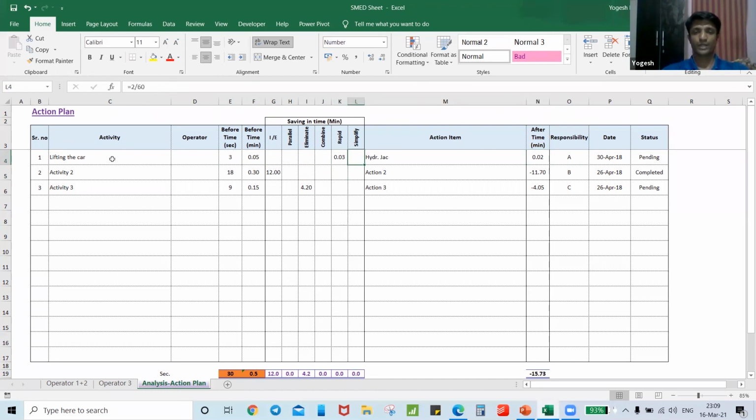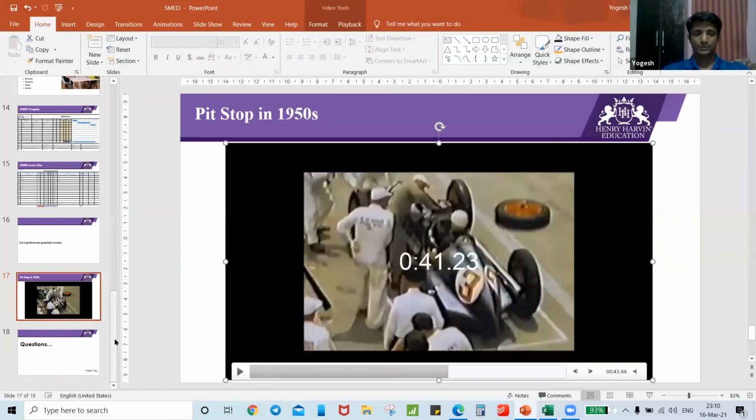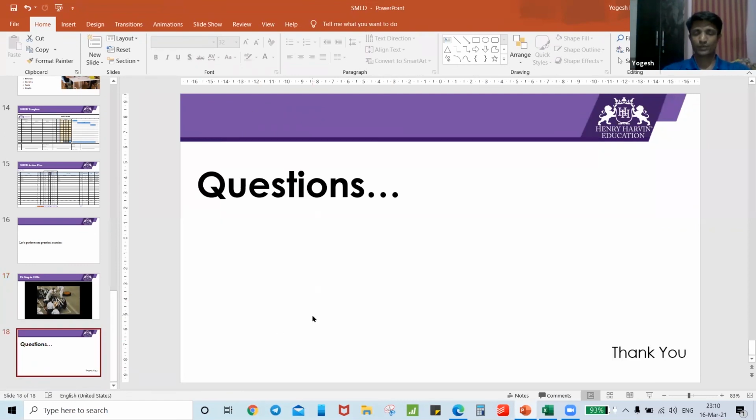So in this way, we need to take an idea or judgment of how much time can be reduced, so that much time can be reflected in your overall changeover time. So this is how we perform the analysis action plan, right? We perform the action plan to find out what action we need to do so that any one or two or combined things can be done to reduce the time.